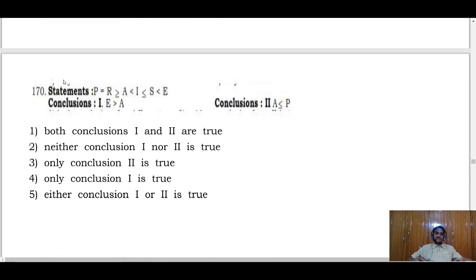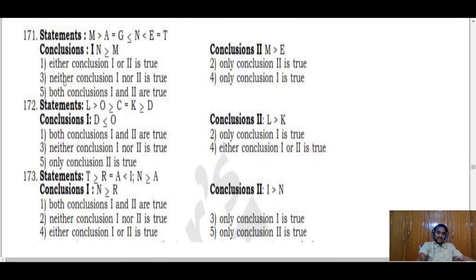Then 170. Now in this 170, the relation between A and E. Which element is common here? Symbol lesser than. A lesser than E. And A and B: P is here, A is here. P greater than or equals to A. A lesser than or equals to B. So both the conclusions are true. Choice one. Hence 170 is choice one.